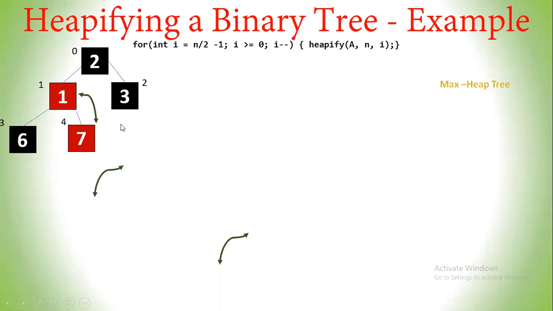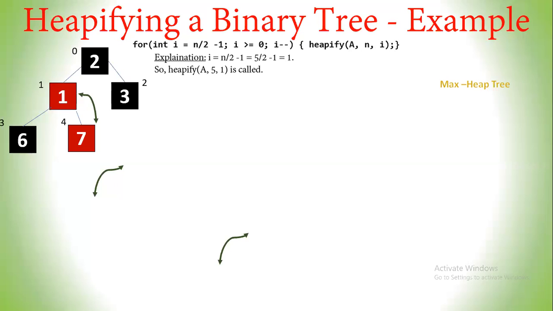Here n is 5. So the first parent node will be given by n over 2 minus 1. n over 2 minus 1 is 2.5 minus 1, which is 1.5. The floor value, or the rounded down value, of 1.5 is 1. So the first parent is given by 1. I already explained how to get the first parent. So that means i is 1. What will be the first function called? Heapify(A, 5, 1) is called.